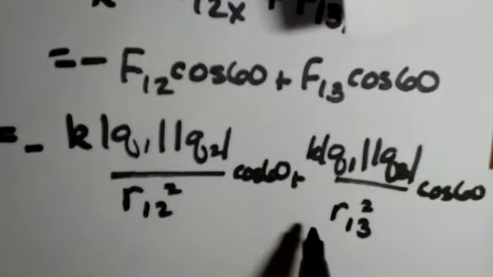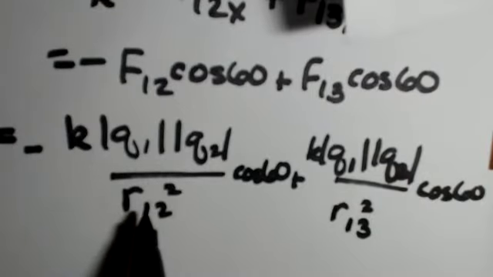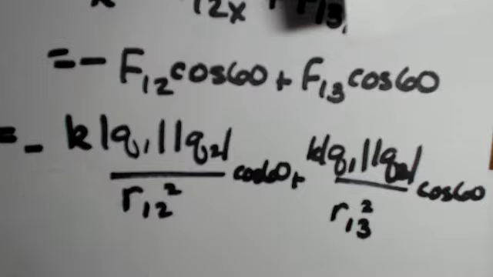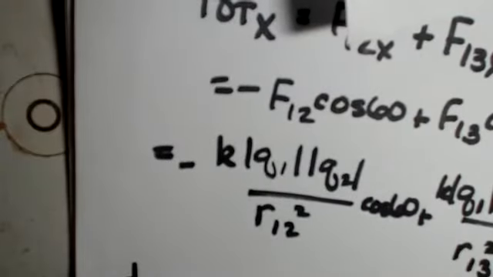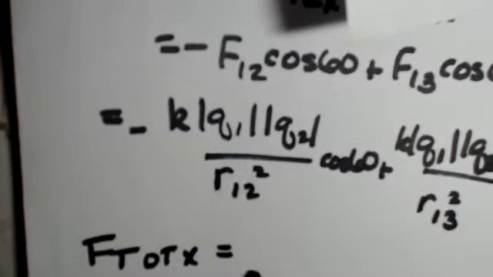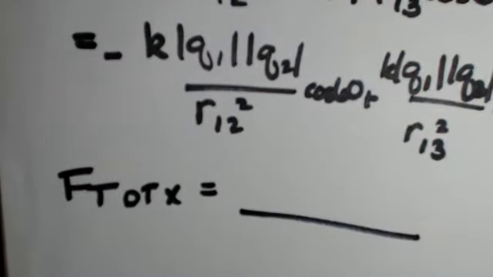Okay, so I still have to remember that because these are each Coulomb's law forces, so I just plug in that formula. But I know the charges, I know the distance between them, my calculator knows the cosine of 60, and I know what K is, so I can find F total X. And you'll solve for that, okay?